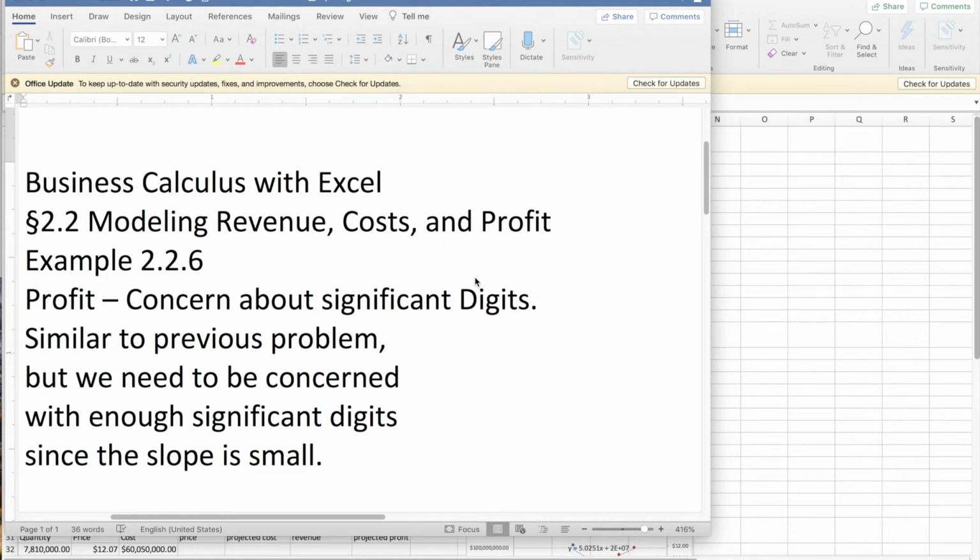Today we're looking at example 6 out of section 2.2, modeling revenue, cost, and profit. The issue in problem 6 is when we have numbers that cause our coefficients to be either really small or really large, we lose significant digits and get a less exact answer.